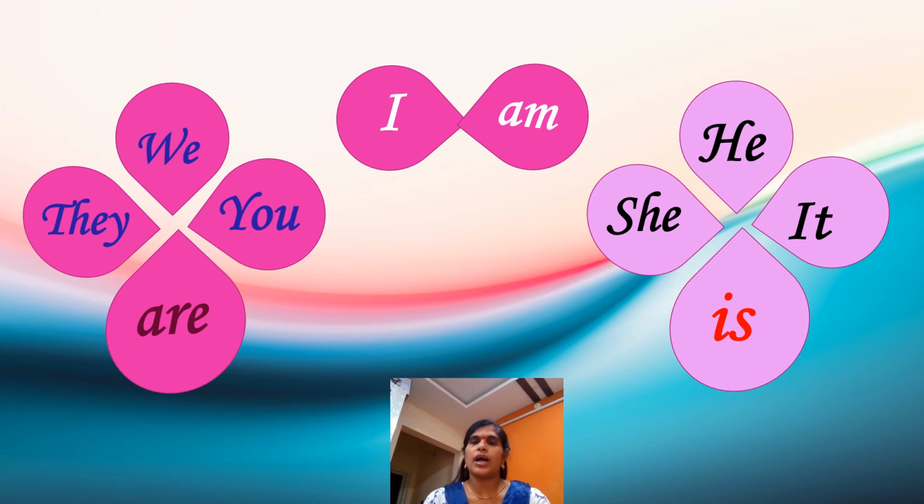If the pronoun I is there, we have to use the helping verb am. In the same way, if the pronouns he, she, it are there, we have to use the helping verb is. In the same way, if the pronouns they, we, you are there, we have to use the helping verb are while framing the sentences in the present continuous tense. Hope you all have understood. Now let us see some sentences.